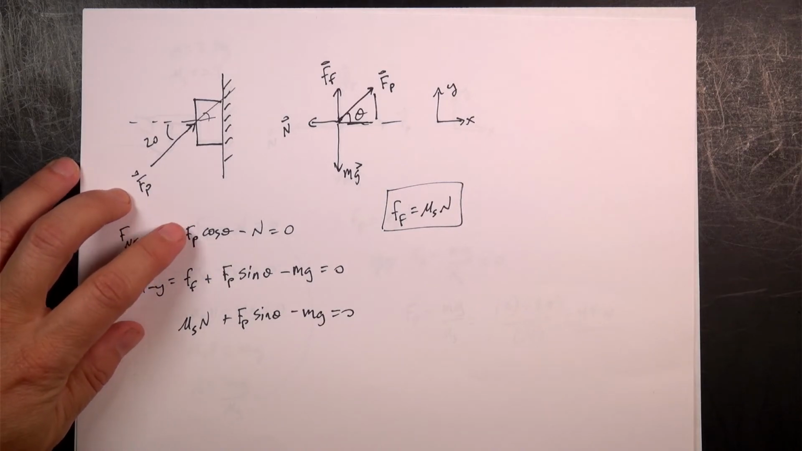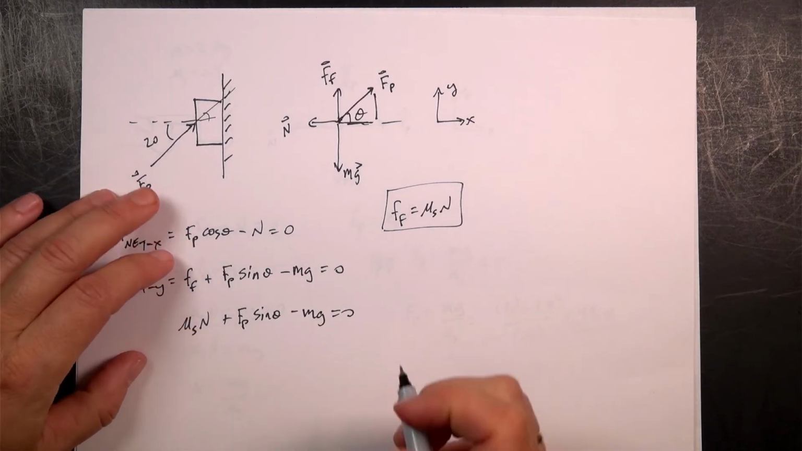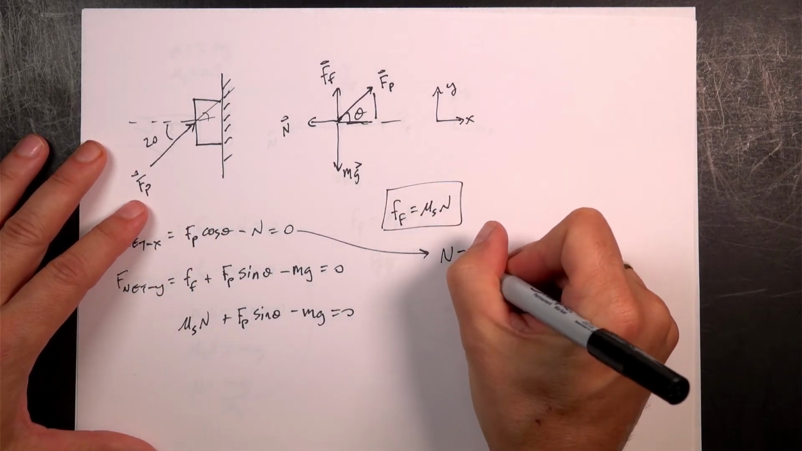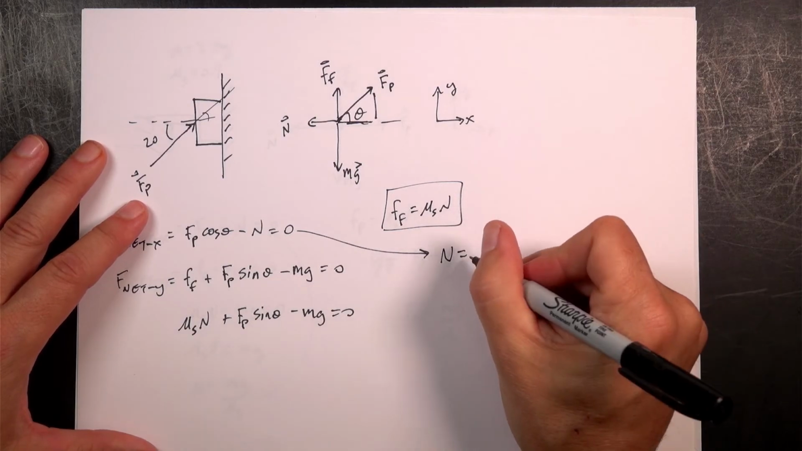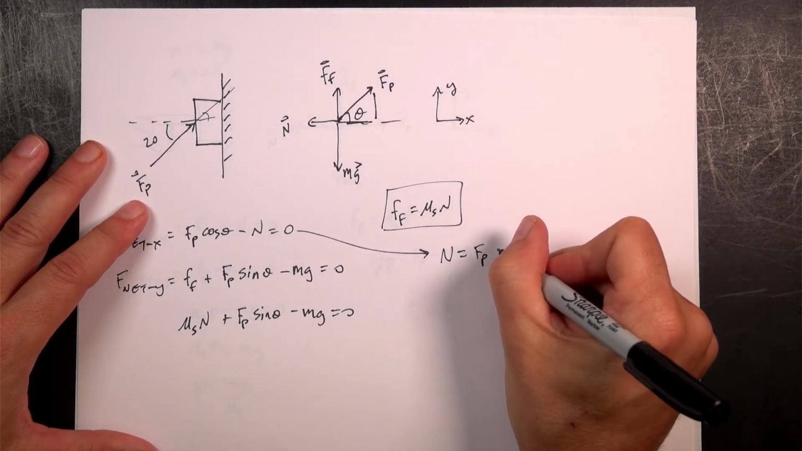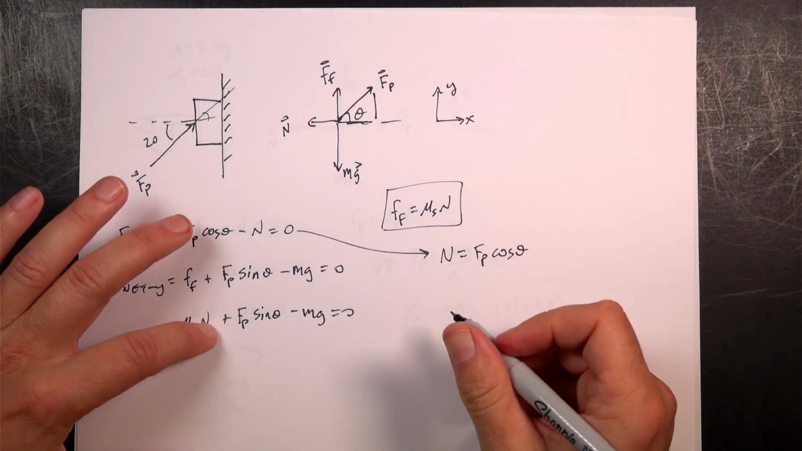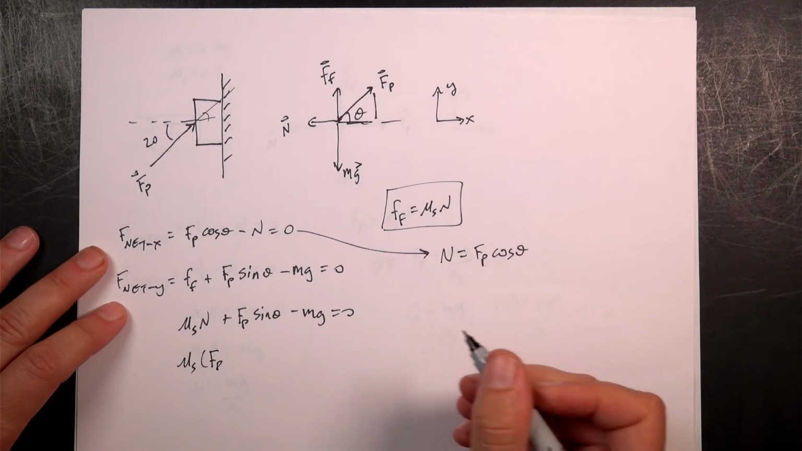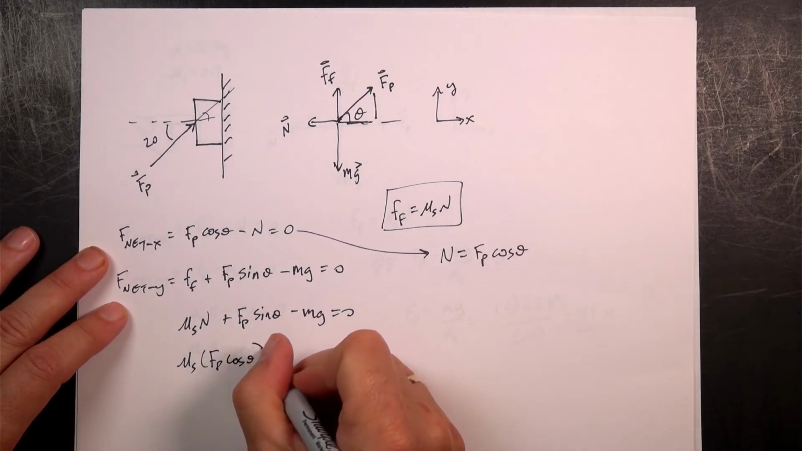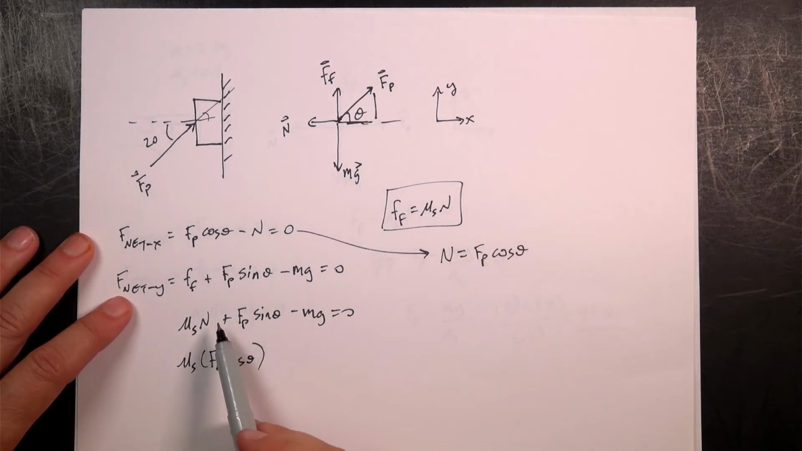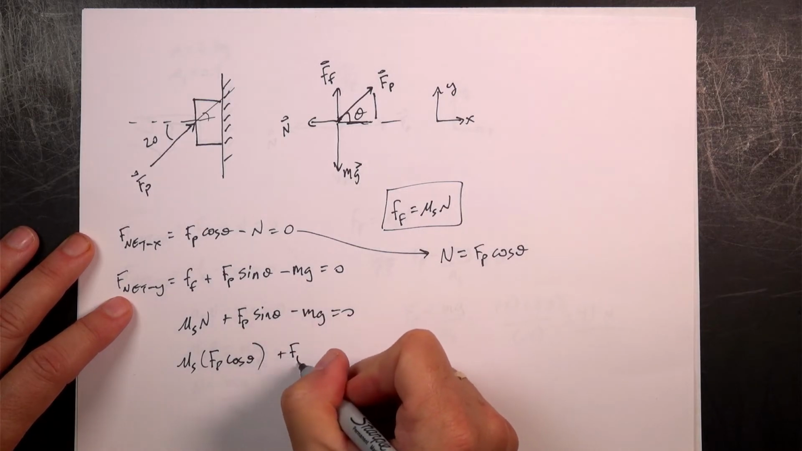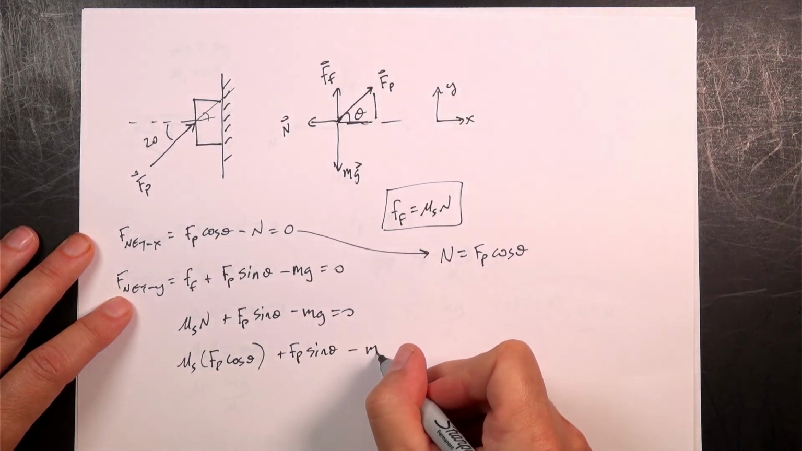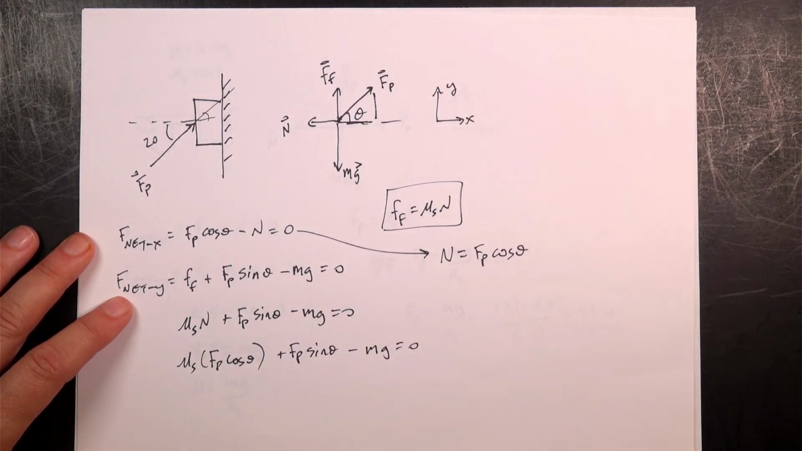So I'm actually going to solve this one for N and then substitute N down there. So this one becomes adding N to both sides. I get N equals, and flipping the order, Fp cosine theta. And then I put that in down here. I get mu s Fp cosine theta. I don't know why I put that in parentheses. I just felt like it. Plus Fp sine theta minus mg equals 0.